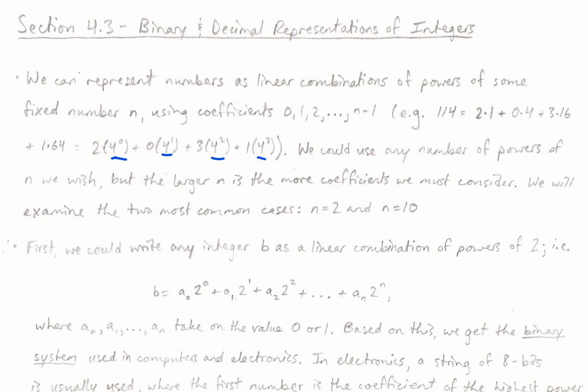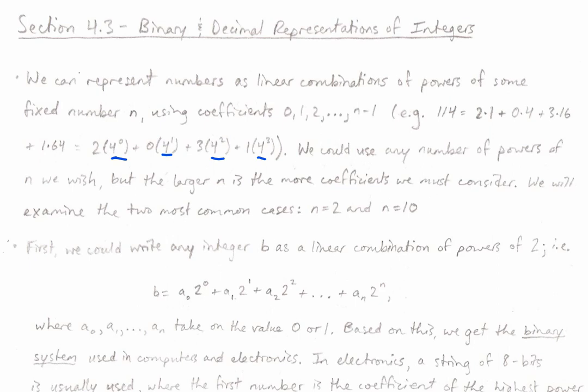And I could write 114 as a linear combination of powers of 5, of 10, of 14, 1000, whatever number I so chose. I could write 114 as some coefficient that is between or equal to 0 and n minus 1 times that fixed n raised to some power. Now, based on how small of an n value you pick and how large your number is, you may have to go to some high powers of n.